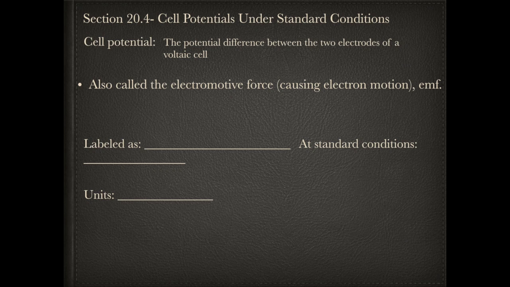Now, cell potential is labeled as E cell, and if you're at standard conditions, meaning you're at 25 degrees Celsius, then you have that naught symbol right there. And the units for your cell potential are going to be volts. Now, volts is simply joules, which is a unit for energy, per coulomb, which is the charge. So a volt is a joule per coulomb. So we're going to be using the units volts.